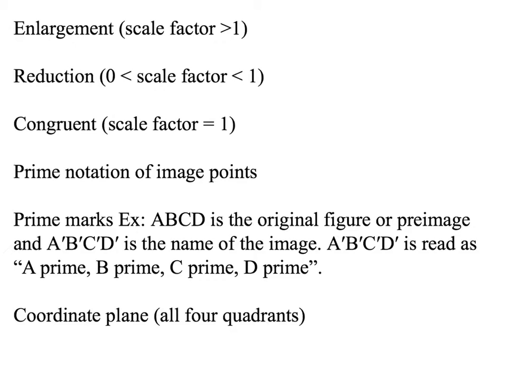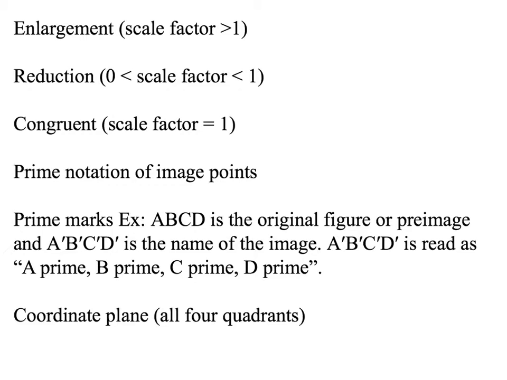When we enlarge a figure, we're taking a scale factor, and the scale factor just means some number that we're going to multiply by. This scale factor has to be greater than 1. When we reduce a figure, the scale factor has to be a fraction or a decimal between 0 and 1. And of course, if we want the image to be the same, we say that figure is congruent and we have a scale factor of 1.